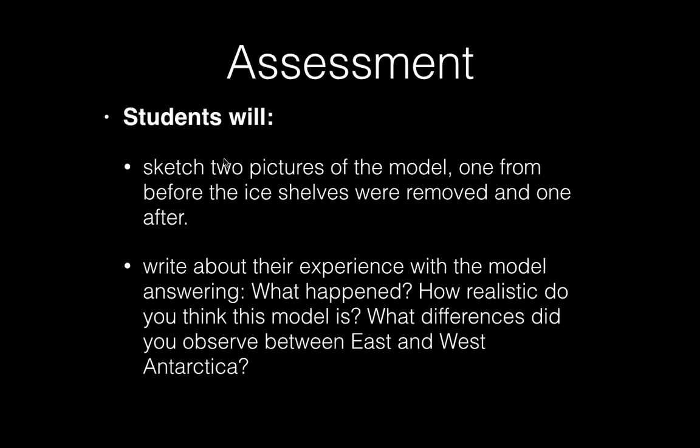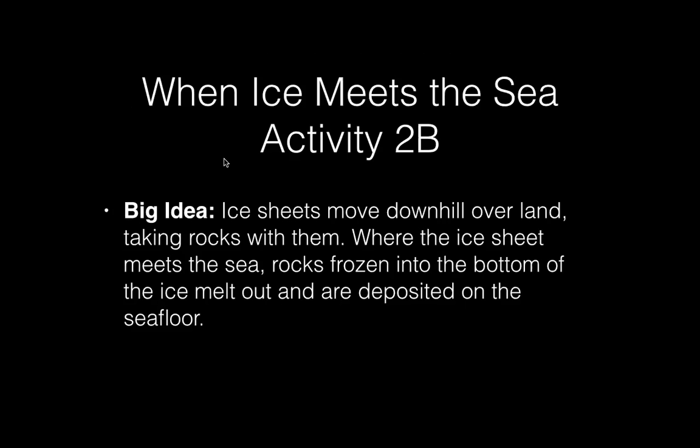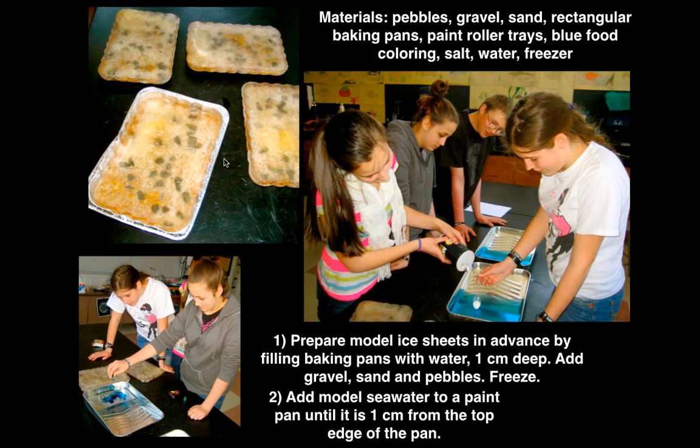So to assess this with the kids, I did a couple of things, both of which were recommended on the Andrill Education site. I had them sketch the model before and after, as I mentioned, and I also had them write a short paragraph about what happened, how realistic they thought the model was, and what differences they observed between East and West Antarctica. The responses I got from kids about this one were great, and they talked about this activity for quite a while and actually wanted to do it again because they liked it so well. So that was a great one.